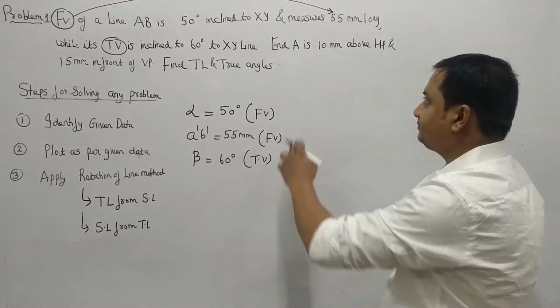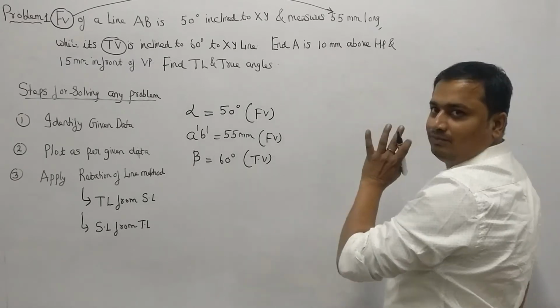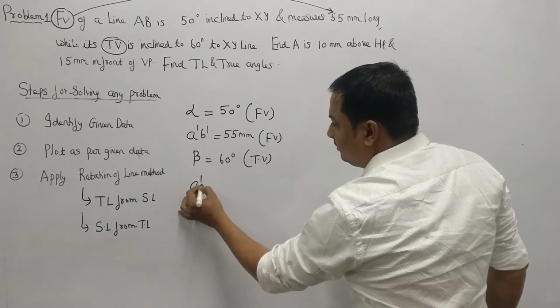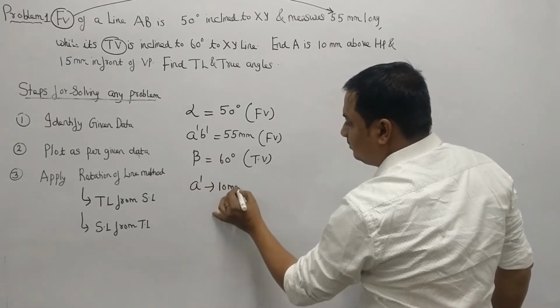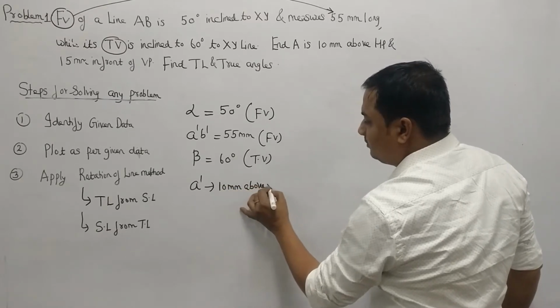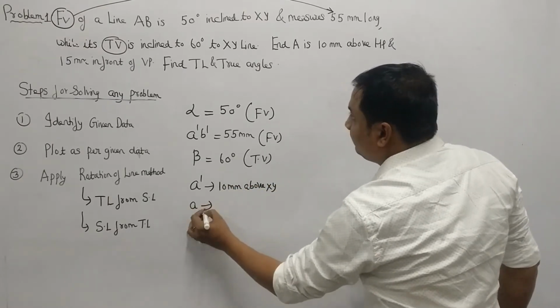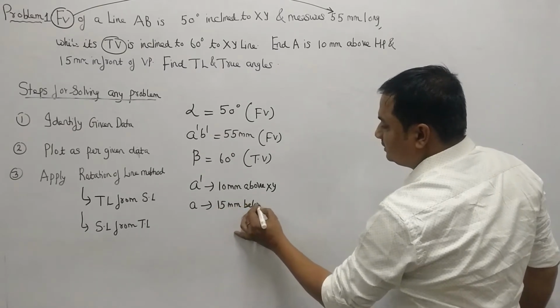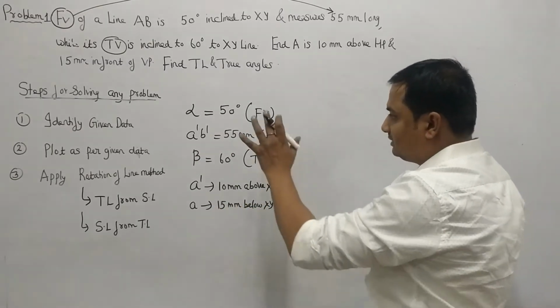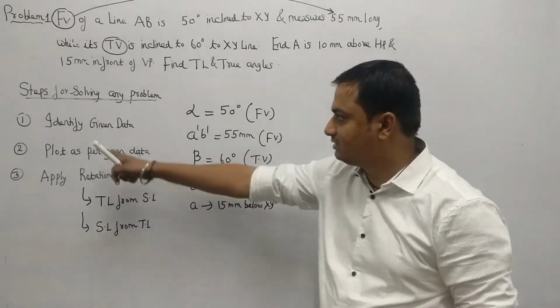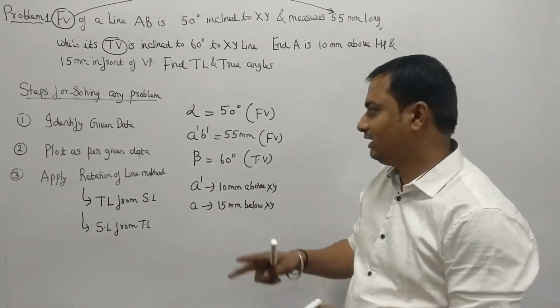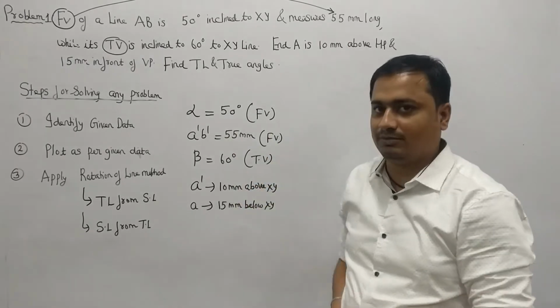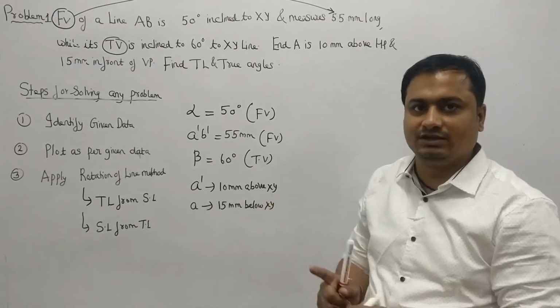Apart from this, A is 10 mm above HP. That means A dash will be 10 mm above XY, and A will be 15 mm below XY. So this is the location of the point. These are the data given in the problem. So the first step is to identify the data, and we have identified the data given in the problem.